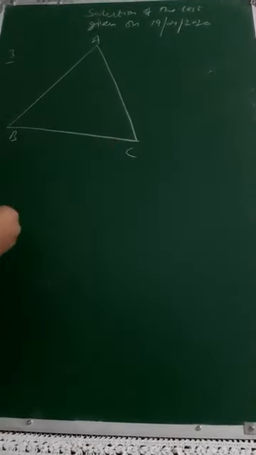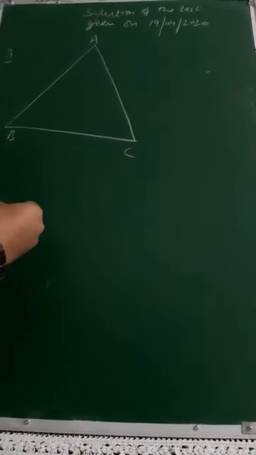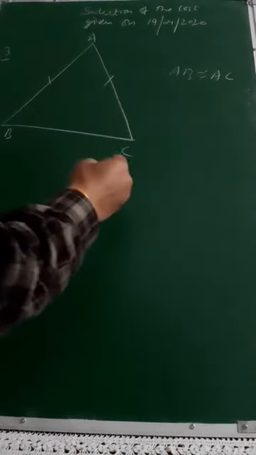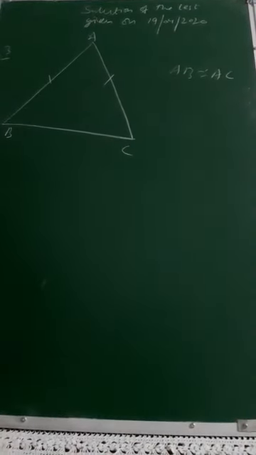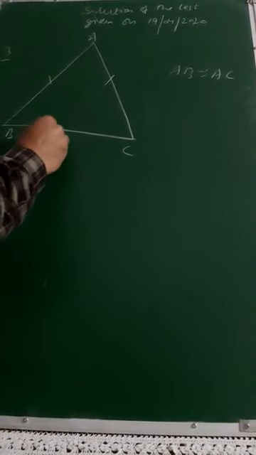ABC is an isosceles triangle in which AB is given equal to AC. So write that information, whatever is given to you. And D is a point on BC. Anywhere you can mark D is a point on BC.